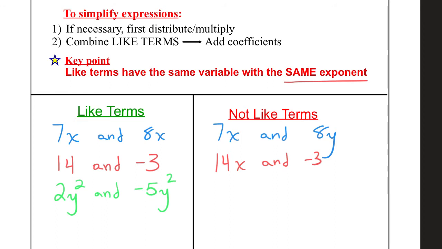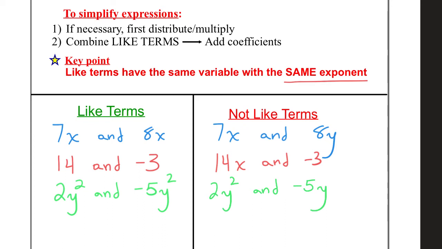Unlike terms would be exponents that don't match. So you might be saying, oh, they're so close, they both have a y, but the exponents do have to match. These would be unlike terms. y squared and y, close, but they're not like terms. For not like terms, there's nothing you can do with them. There's not a lesson tomorrow on what to do with not like terms. There's nothing you can do.